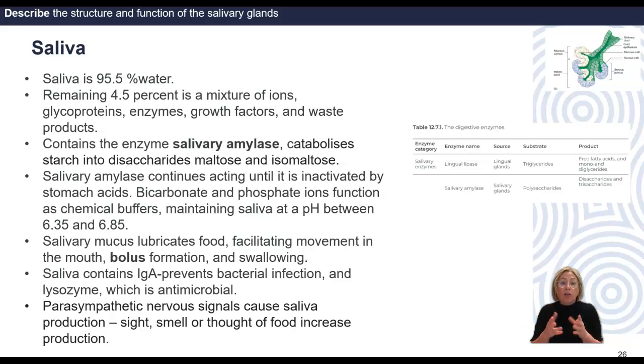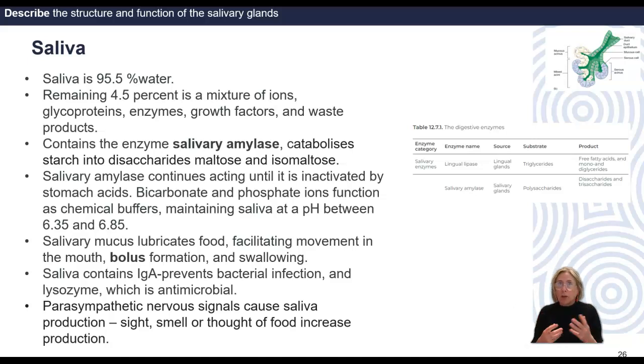the movement in the mouth and that bolus formation that I was talking about earlier. And therefore, once that bolus is formed, it facilitates swallowing to occur. Saliva also contains secretory IgA, which is immunoglobulin A, which prevents bacterial infection, and it also contains lysozyme, which has an antimicrobial effect. And parasympathetic nervous system signals cause saliva production. So even the sight of food or the thought of food increases saliva production.